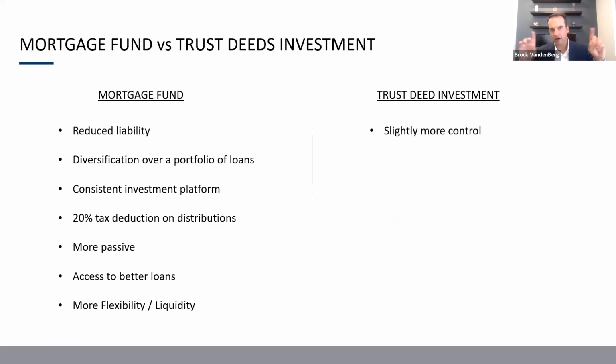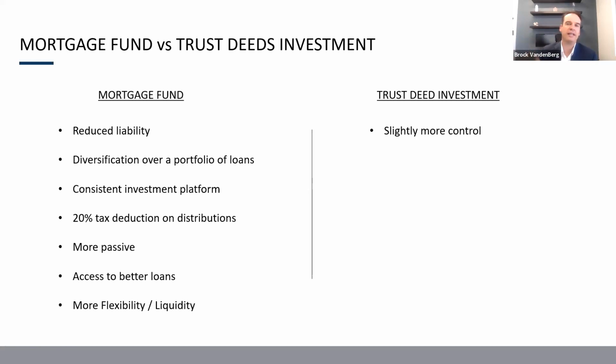So what are the advantages of a mortgage fund over a trust deed investment? We've been talking about trust deed investments. They offer great options, great consistent monthly cash flow, plenty of opportunity out there, the security of real estate. But there's also a different strategy you can use that is a little more passive. If you're not interested in going out and finding and dealing with all the trust deeds, you can invest in the mortgage fund.